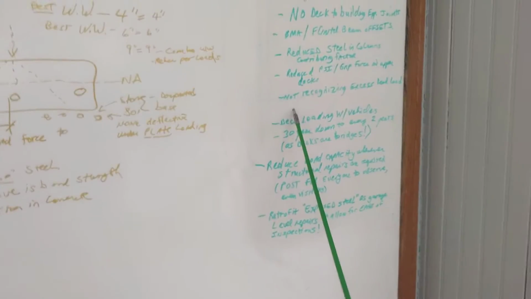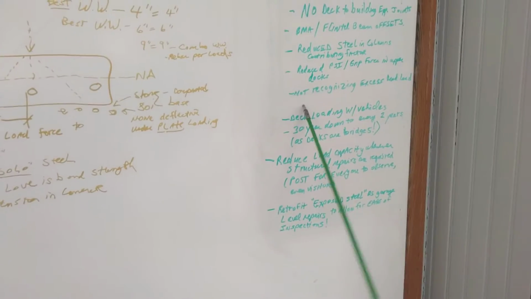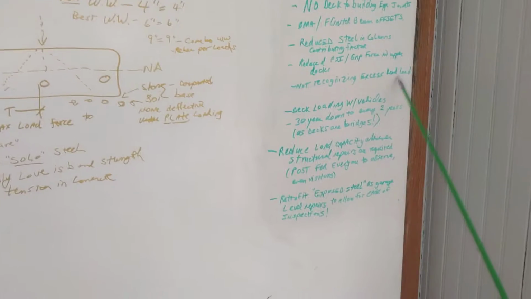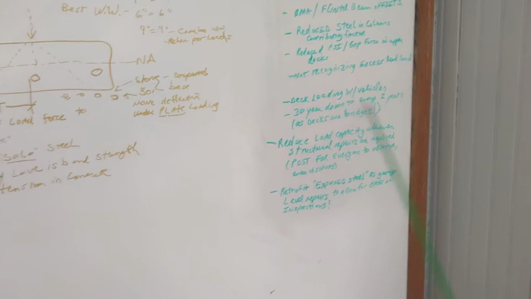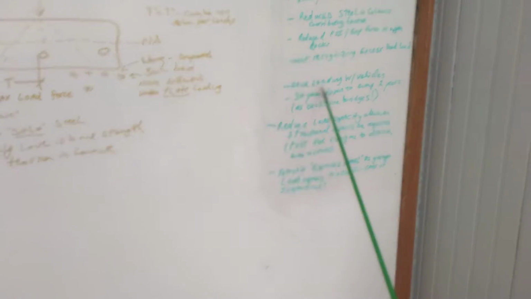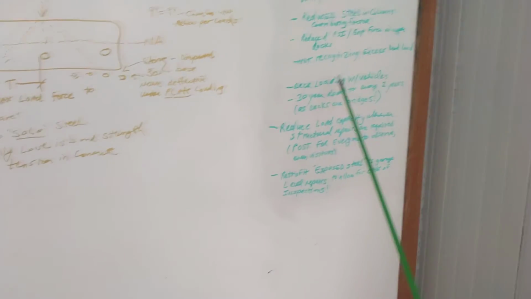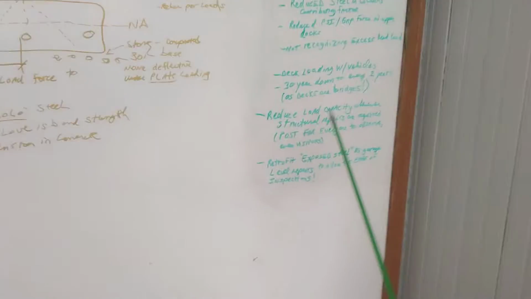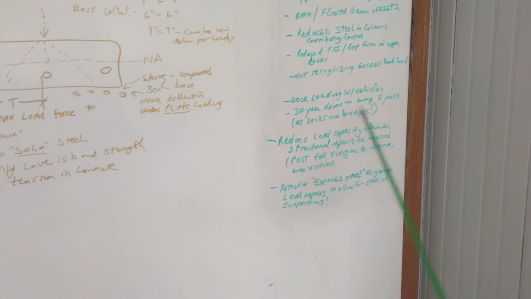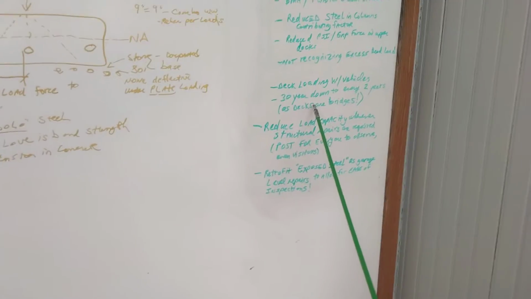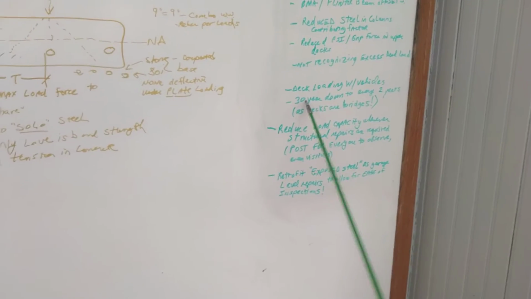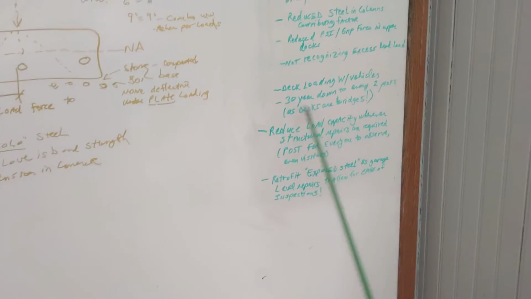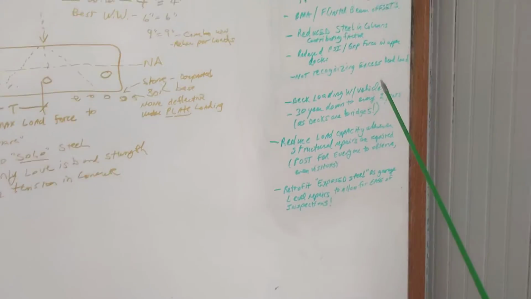But the next one. Not recognizing excess dead loads. Excess dead loads. Dead loading with vehicles. Interesting, right? We talked about that, the charging of it too, the brake charging. 30 years down to every 2 years. Treat it like a bridge. Treat these upper decks with cars on them like a bridge, as decks or bridges. Treat them that way.